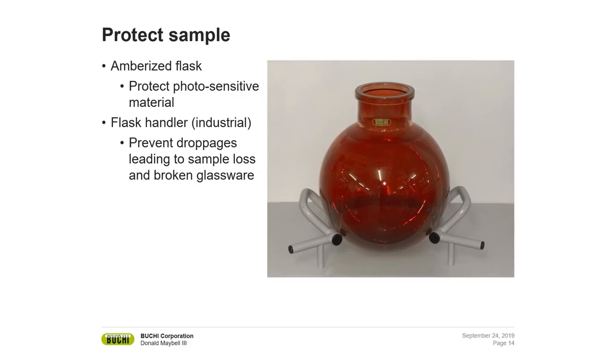So making sure you have small things like a flask handler not only protects the user, but it protects the sample and the expensive glassware, and our flask handler actually doubles as a base for the flask. So not only can you use it to move your flask around the lab, but when you go to store empty flasks, you can use the flask handlers for that too. Those are just a couple of accessories that are available on the market and in our portfolio, but make sure to look through all the accessories that are available and things that might be of interest to your specific application.